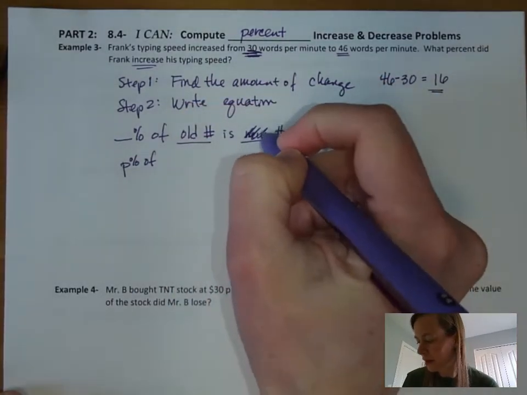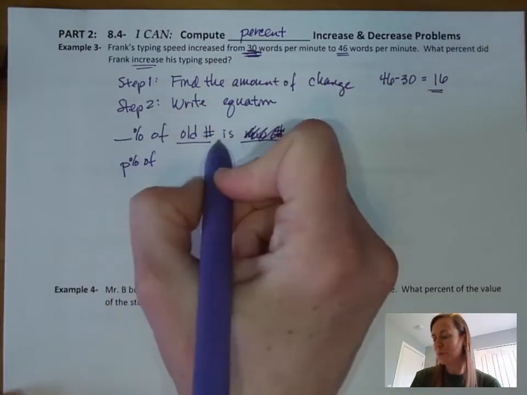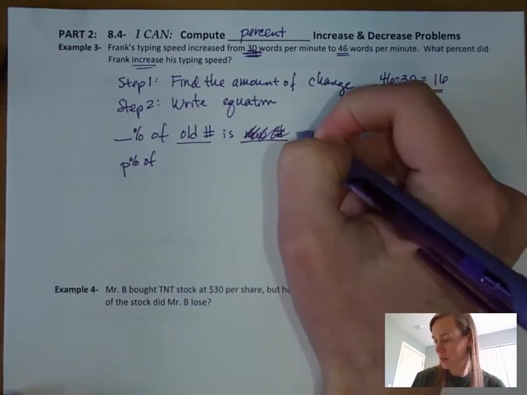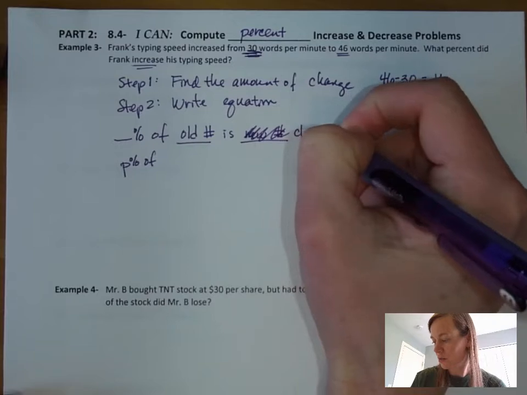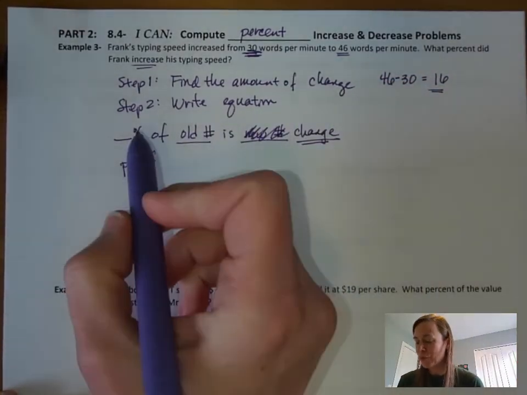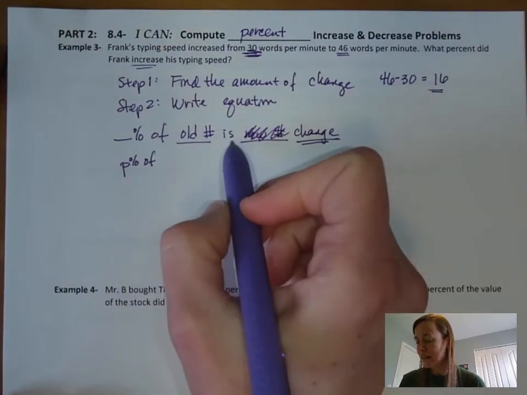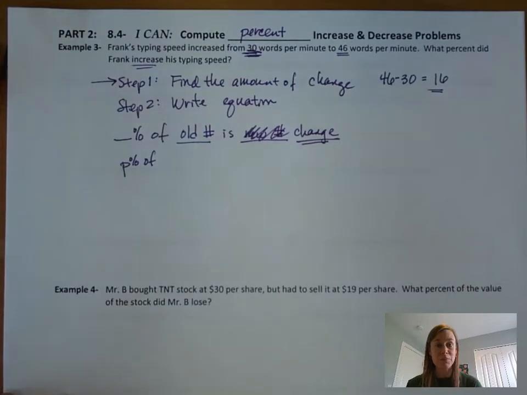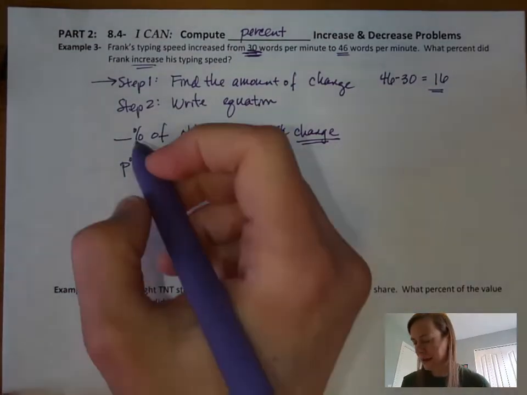Oh, this is wrong. I'm sorry. Hold on. What percent of the old number is not the new number? It's going to be the change. The change. Okay, sorry about that. You need to find out what percent of the old number is the change. And when I say the change, that's what you found in step number 1, okay? All right, so let's get back to it.